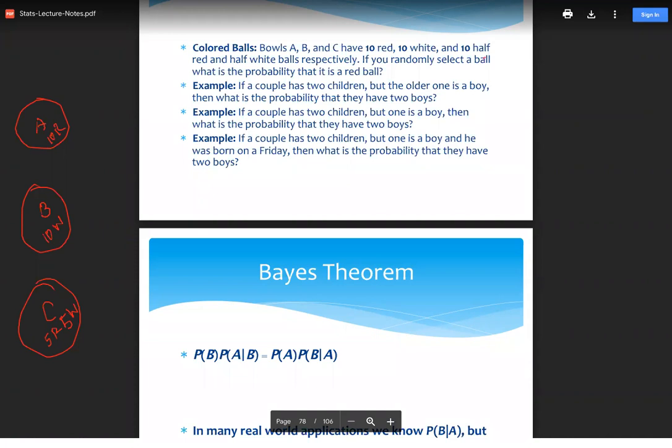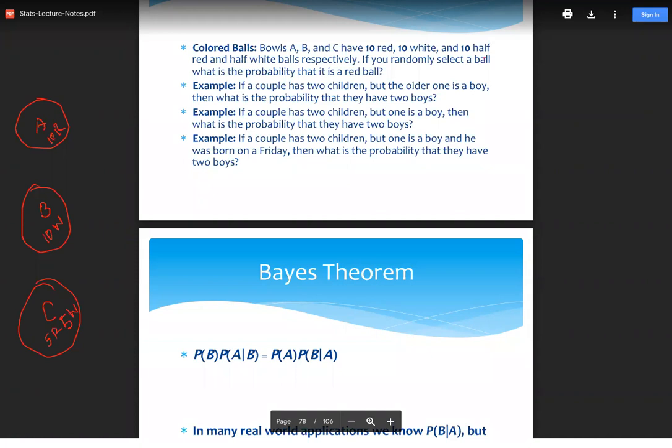Now, what is the question asking? The question is asking, if you randomly select a ball, what is the probability that it's a red ball? You randomly select a ball, very randomly, what is the probability that it's a red ball?